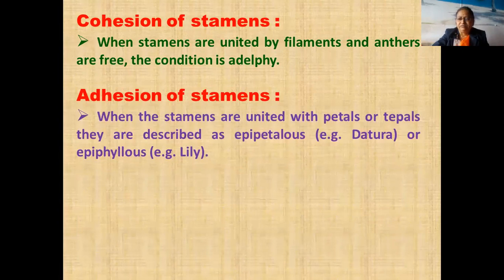Adhesion of stamens. When the stamens are attached to petals or tepals, it is called epipetalous. When the stamens are united with petals or tepals, they are described as epipetalous. Example, datura. Epiphyllous, example lily.